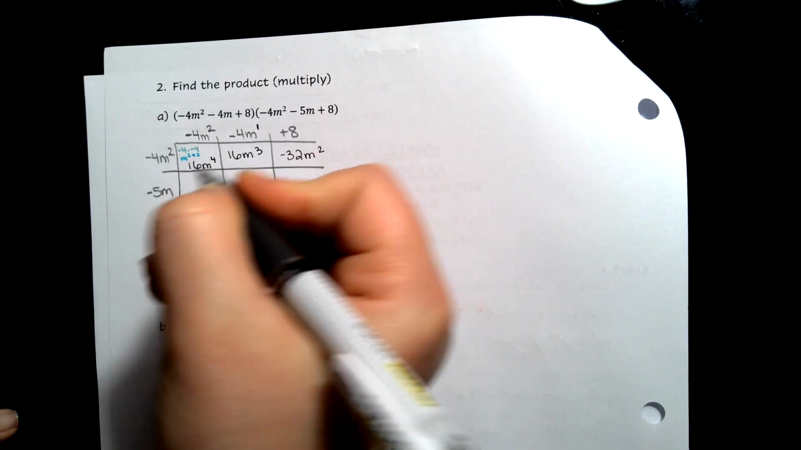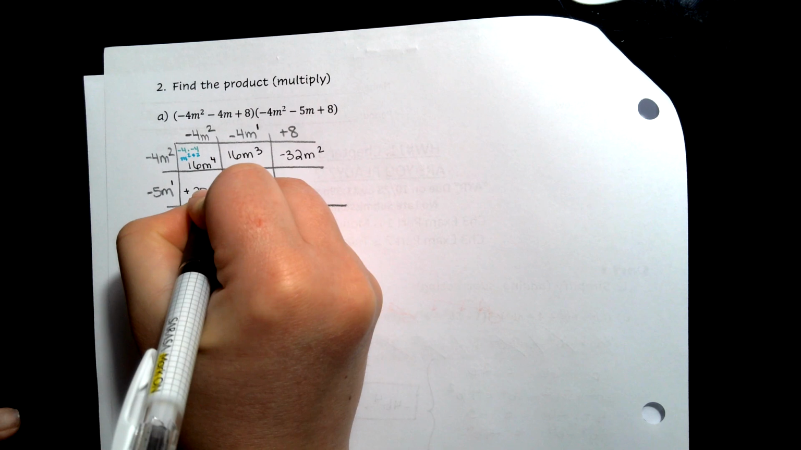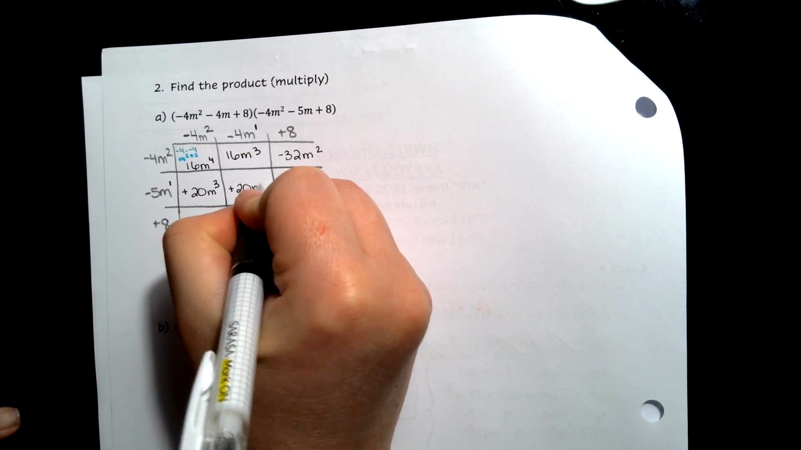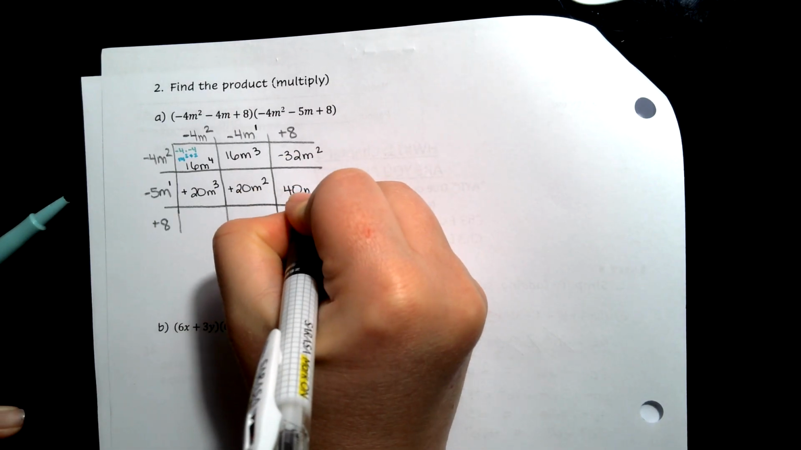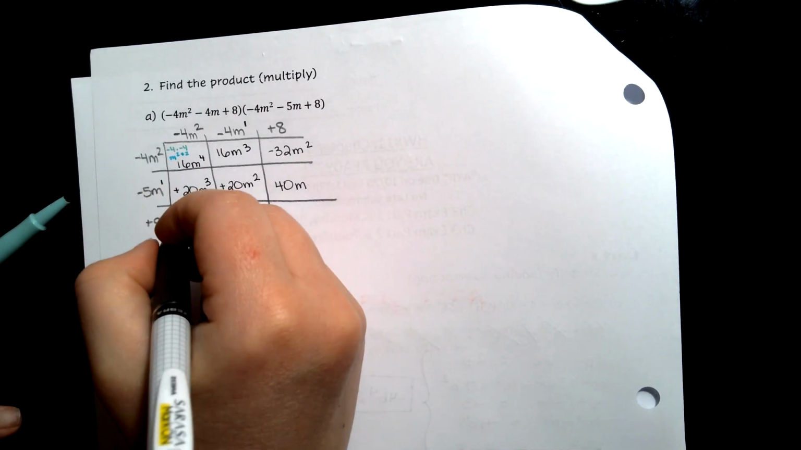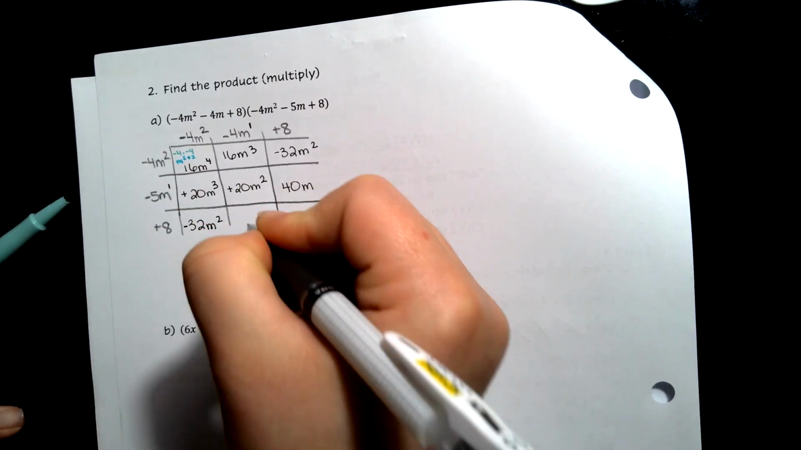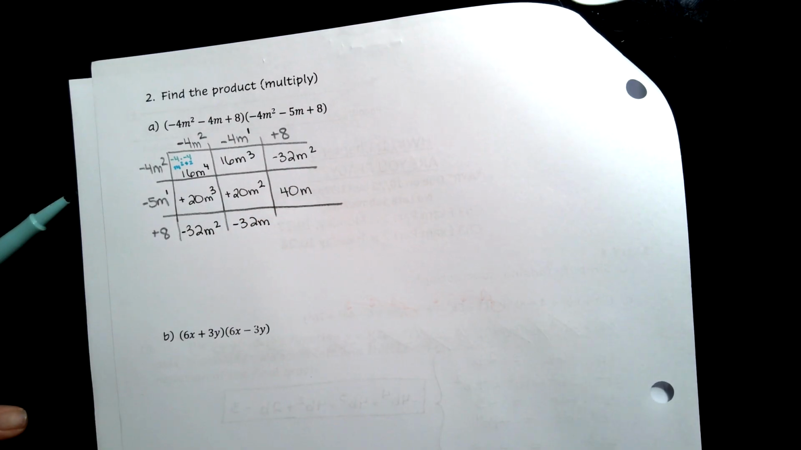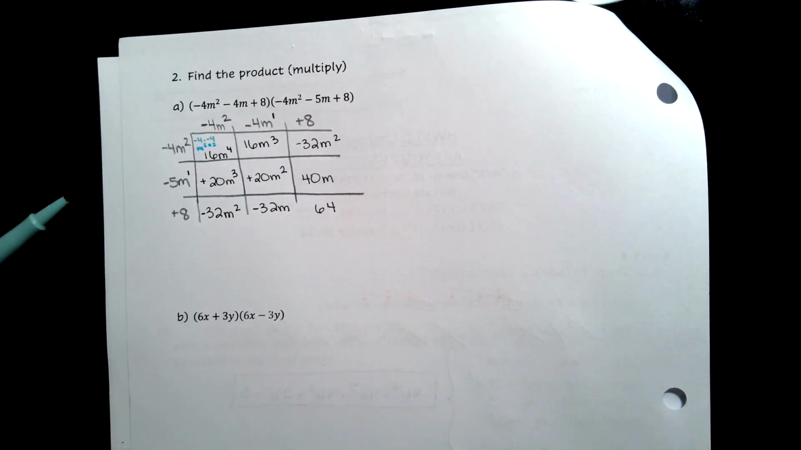m squared. Here we have negative, negative, positive 20m. Add 2 plus 1. Here we have a positive 20m. Add 1 plus 1. And here we have 8 times 5, which is 40m. Here we have 8 times 4, which is 32 with a negative here, m squared. Here we have negative 32, just m. And here we have 8 times 8, which is 64, positive. Again, this is not your answer. This is just your work.